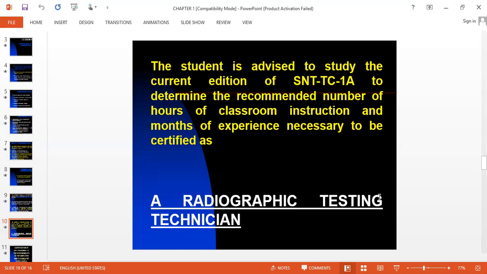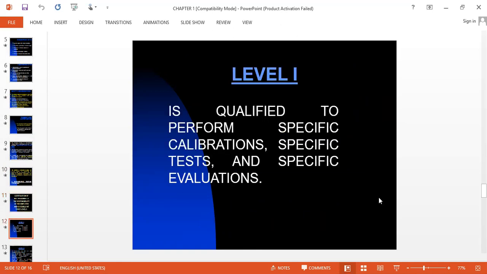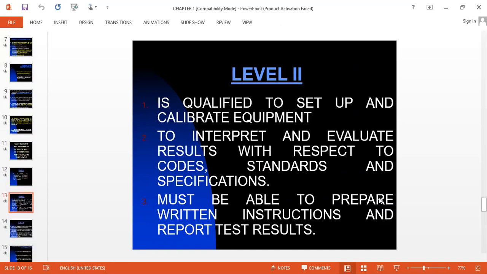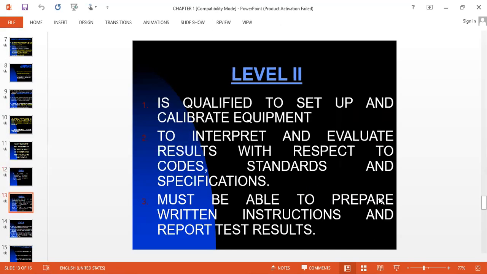Certification of NDT personnel is the responsibility of the employer and is usually at three levels. Level 1 is qualified to perform specific calibrations, specific tests, and specific evaluations as per written instruction. Generally the written instruction will be prepared by level 2 or level 3. So level 1 can work only with written instruction, and he will do just specific calibration, specific tests. So it's limited application, limited scope.